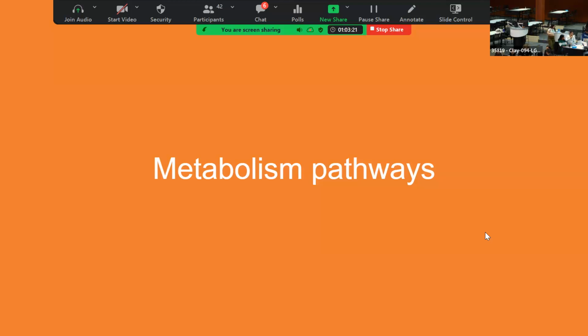What's the difference between non-competitive inhibition and allosteric inhibition? They're exactly the same thing. Different words, same thing. The non-competitive inhibitor binds to the allosteric site, therefore it's allosteric inhibition as well.